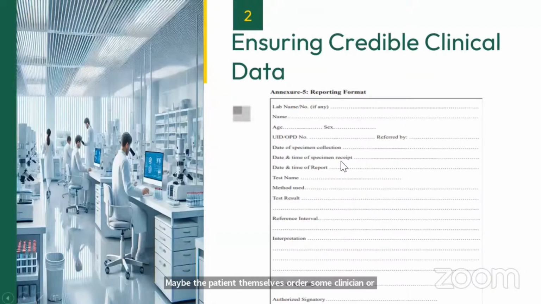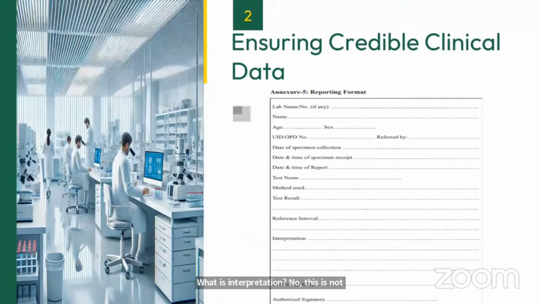Then date of specimen collection, date and time of specimen receipt, date and time of report, name of the test, method. This is very important, because I have already mentioned reference ranges many a time depend upon the test method which is used. Then test results. What is your reference interval, biological reference interval? What is interpretation? Now this is not required for all the tests.